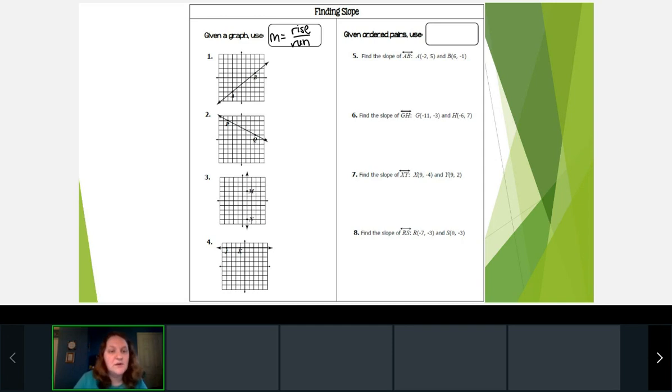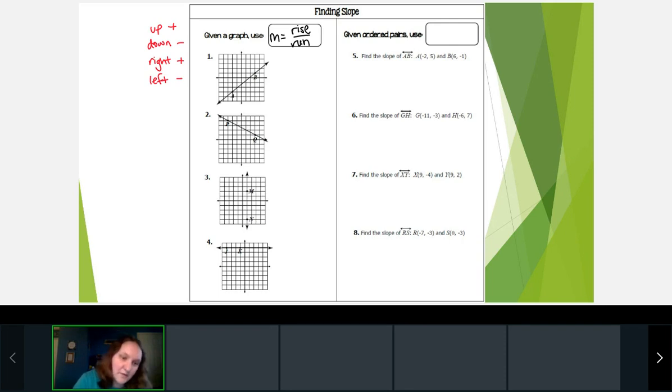All right, so if you're given a graph, you're going to use this idea of rise over run. I'm hoping this isn't too super new for you, but what that means to me is how many blocks do I go up and how many blocks do I go over? If you're going up, you're going in a positive direction. If you have to go down, well, that's a negative direction. If you have to go right, that's a positive direction. And if you have to go left, that's a negative direction.